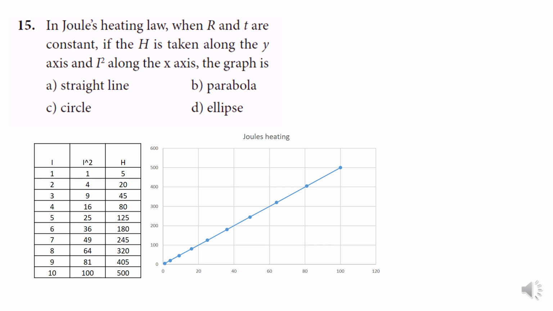Question number 15, the last question of this MCQ section. In Joule's heating law, when R and T are constant, if H is taken along the y-axis and I square along the x-axis, what is the graph? So H, the Joule's heat, is on the y-axis and I square on the x-axis. If you draw a graph, what is the profile like? Four options are given: straight line, circle, parabola and ellipse.